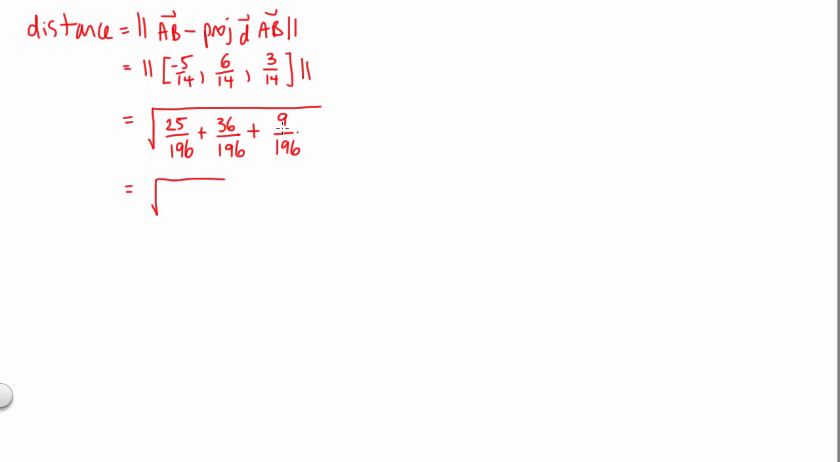So under the square root here, we've got a total of 70 over 196. That looks good. And then we can apply the square root to the top and the bottom. So that's root 70 over, well, we know root 196 is going to be 14. So the final answer to the problem, the distance we're looking for, is root 70 over 14.